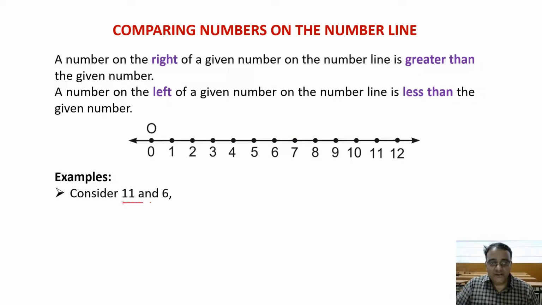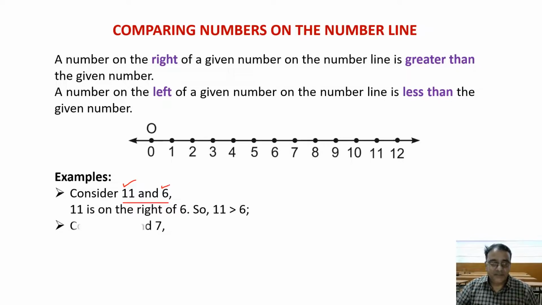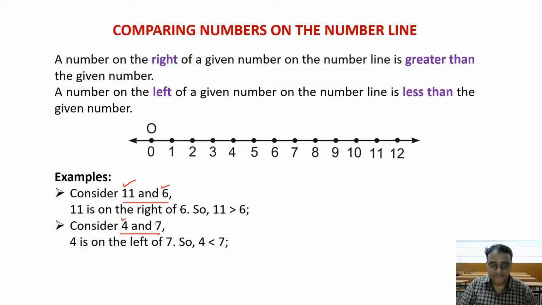So in 11 and 6, 11 is on the right side and 6 is on the left side. That means 11 is greater than 6. Similarly, 4 and 7. 4 is left side of 7. So that means 4 is less than 7.